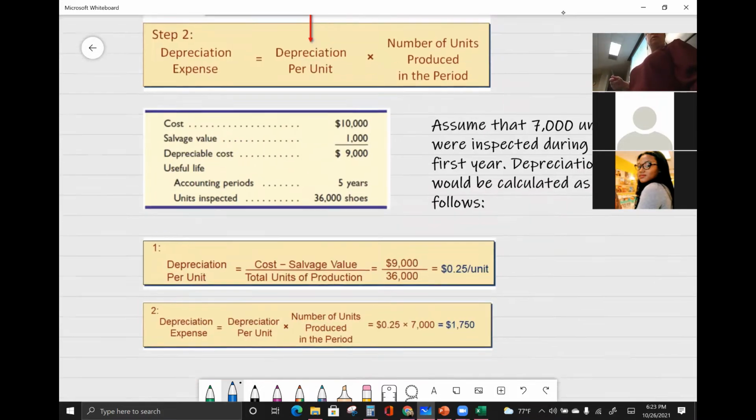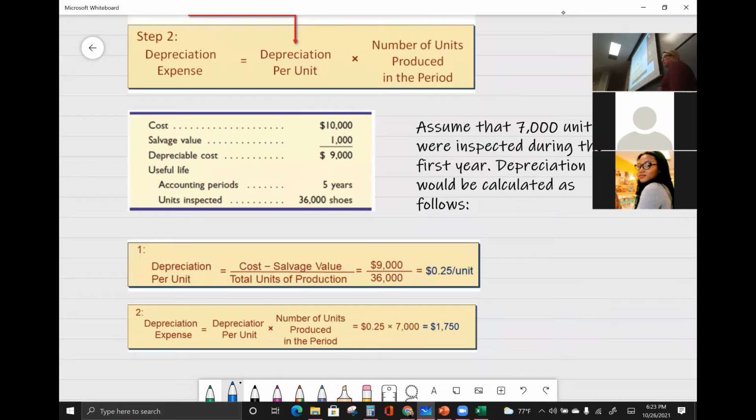So it's a little bit different. We're not just saying it's going to be even. It's not even if we're producing different amounts each year. And so we want to come up with a different amount to match what we're actually producing.